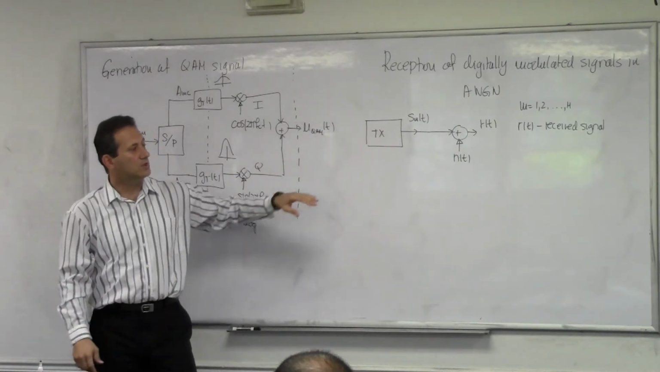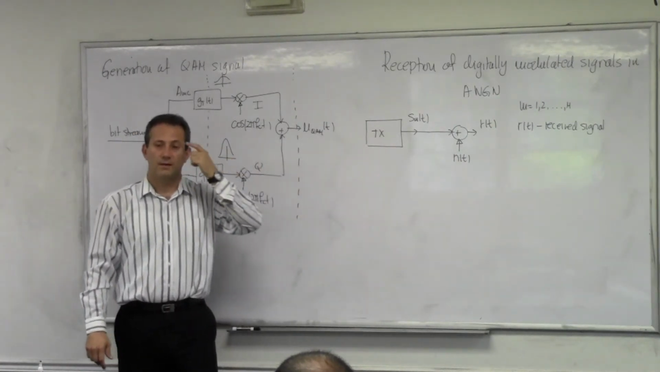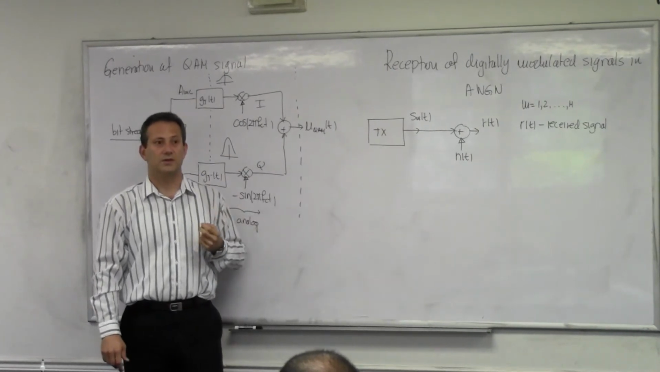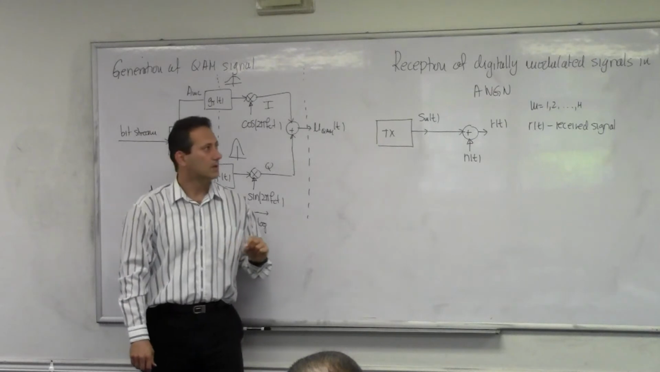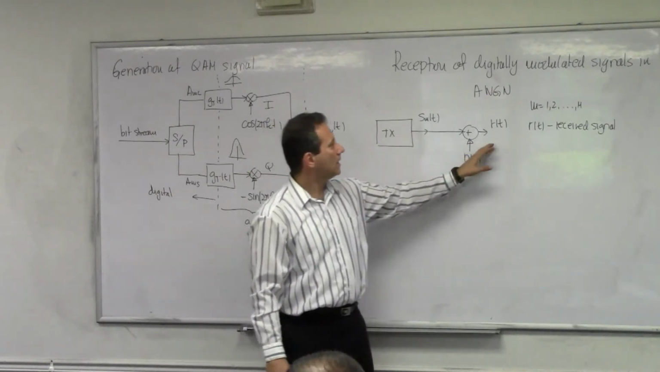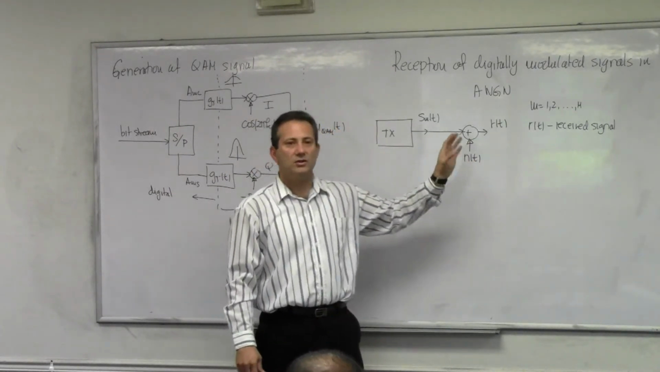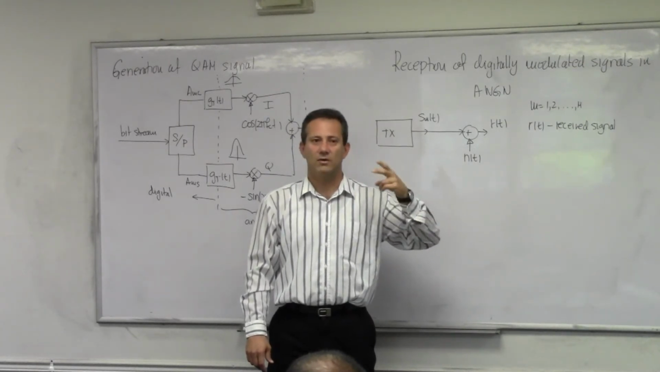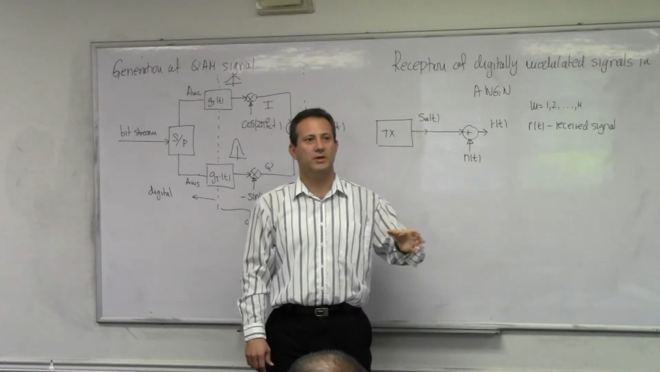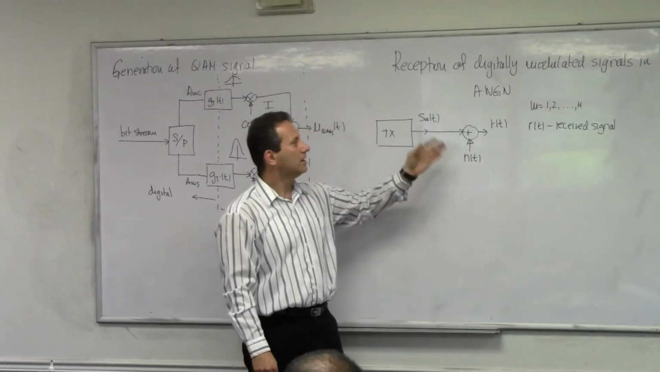When it comes to a digital receiver, the task of the receiver is substantially different. Here's what the receiver knows. The receiver sits here and it knows, I cannot receive just anything, right? I have to receive one of M distinct possibilities, right? It cannot be any signal.